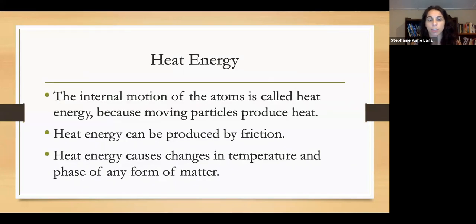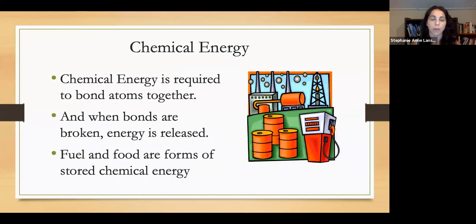So heat energy is the internal motion of atoms, and it's basically moving particles that produce that energy. It can be caused by friction, and heat energy causes changes in temperature and phase of any form of matter. Chemical energy is required to bond atoms together, and when these bonds are broken, energy is released.